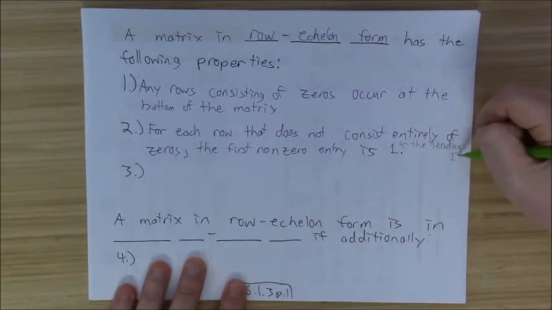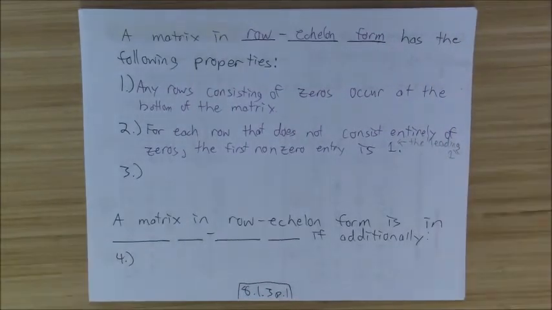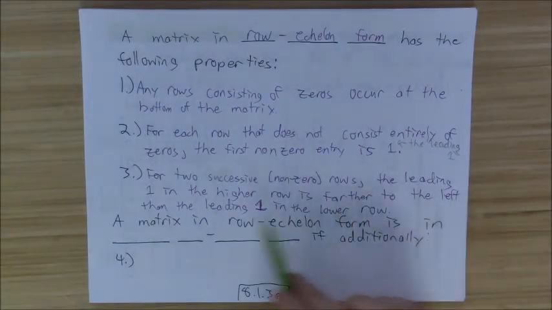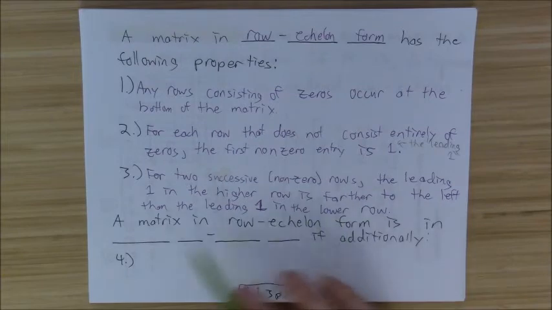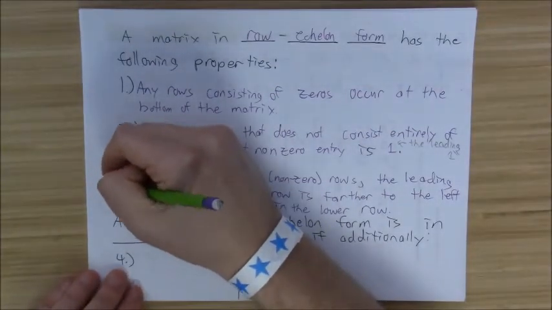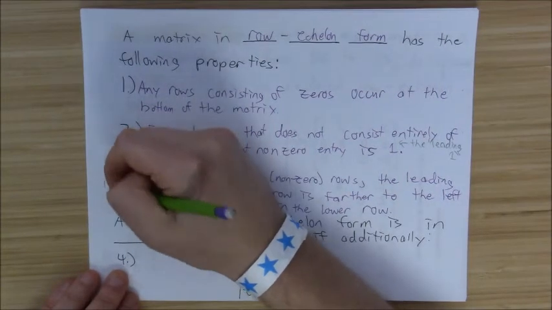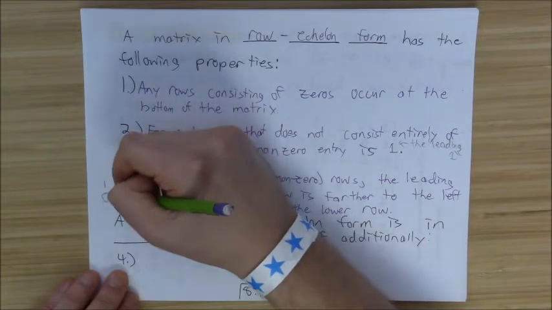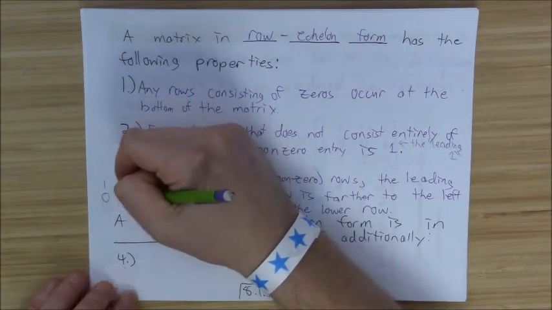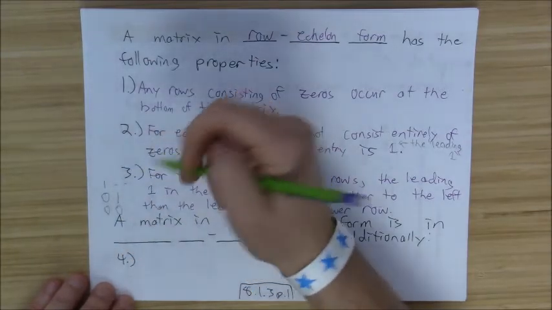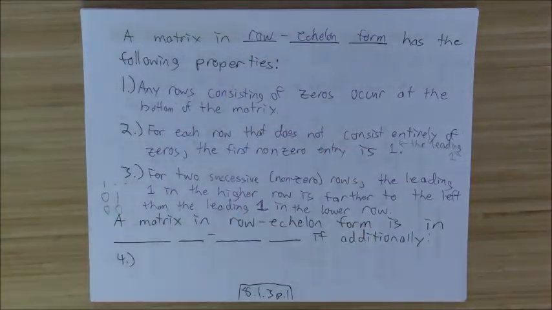Lastly, when we have two successive non-zero rows, the leading one in the higher row is farther to the left than the leading one in the lower row. So we would have something like a 1 entry, and then once we get down here, we would need a 0 there. We might have a 1 here, maybe a 0, but that would be okay. But then down here, if that's a 1, this would have to be a 0, and all of these would have to be zeros. And that's how our matrix would be formed.